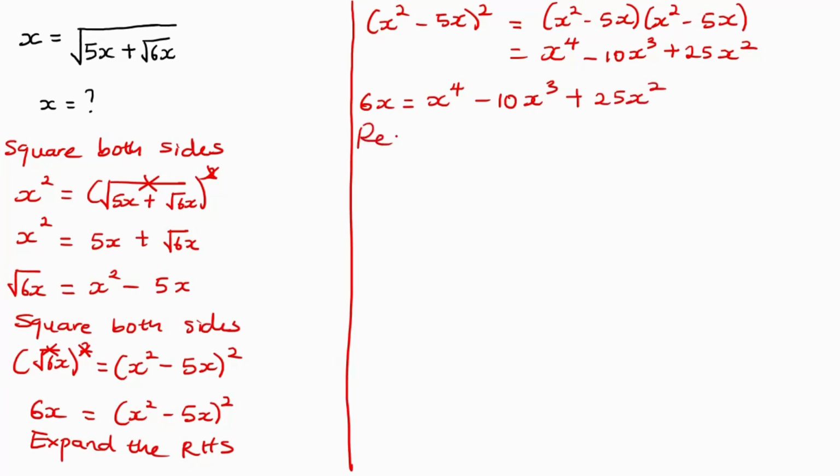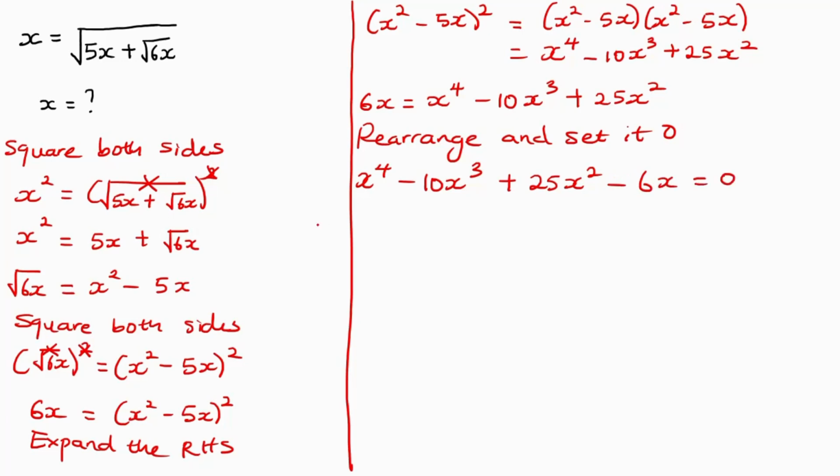The next thing we want to do is to simply rearrange the equation and set it to 0. So this is going to become x raised to the power of 4 minus 10x raised to the power of 3 plus 25x raised to the power of 2 minus 6x is equal to 0. The next thing we want to do is to factor out x, because x is a common term right here. So factor out x, we have x times x raised to the power of 3 minus 10x raised to the power of 2 plus 25x minus 6 is equal to 0.